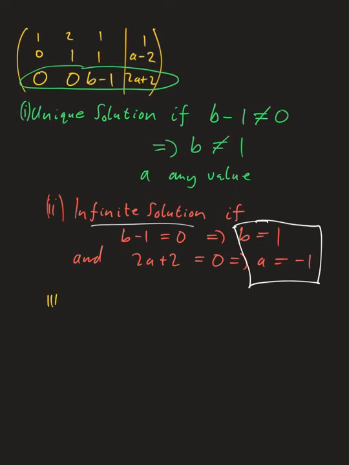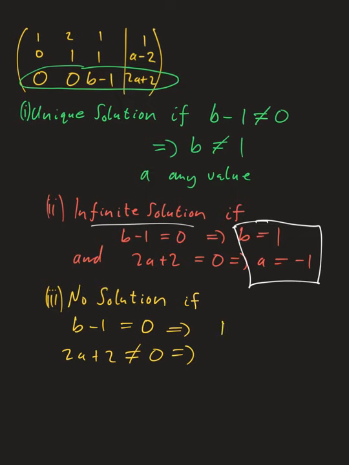So that's my condition for an infinite solution. Part 3 asks, when do we have no solution? We have no solution if we have 0 on the left and something non-zero on the right. So that means we have no solution if B minus 1 is equal to 0, but the thing on the right is not equal to 0. So 2A plus 2 not equal to 0. That implies that B is equal to 1, but A is not equal to minus 1. And that's my condition for no solution, is that B is 1 and A is any number except minus 1.